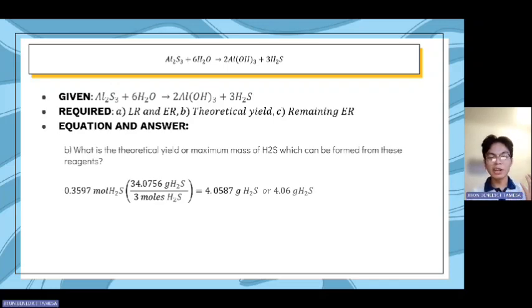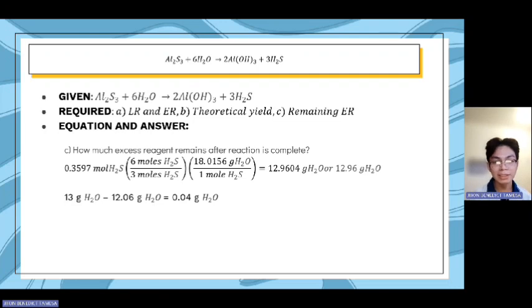Next, what is the theoretical yield or maximum mass of H2S which can be formed from these reagents? Using the limiting reagent na nakuha po natin kanina, the aluminum sulfide, we use it to get the theoretical yield or maximum mass. We multiply it to 34.056 grams of H2S, which is the molecular mass, over 1 mole. Then we have the answer of 4.0587 grams of H2S, or simply 4.06 grams.